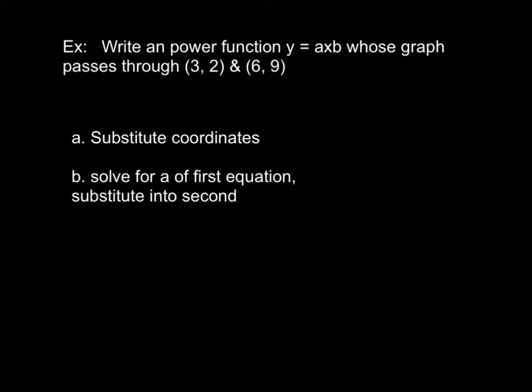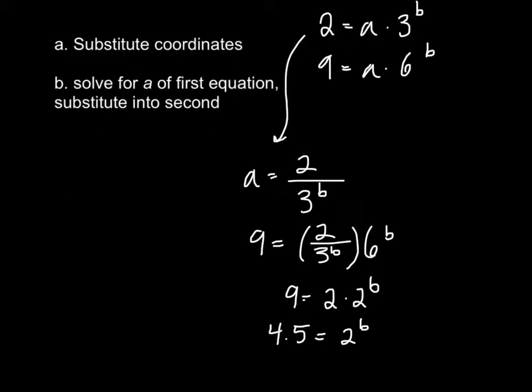Next, let's write a power function, y equals a x to the b, whose graph passes through (3, 2) and (6, 9). Once again, we're going to substitute coordinates, then solve for a of our first equation and substitute it into the second. So we're at the point where we have 4.5 equals 2 to the b.